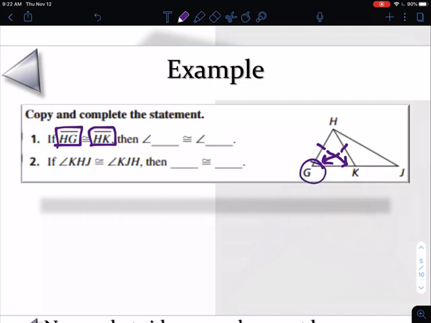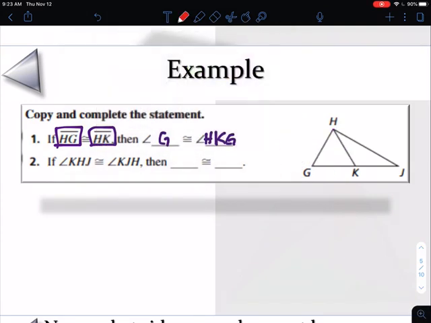And for this first angle right here, that's the only angle at that point, so I'm just going to call it angle G. Now when I go to name the second angle, I have to be careful because I have more than one angle at K, so I can't just say angle K. I have to make sure that I list the 3 points that make that specific angle. So that's going to be angle HKG. So angle G will be congruent to angle HKG because those two sides, HG and HK, were congruent.